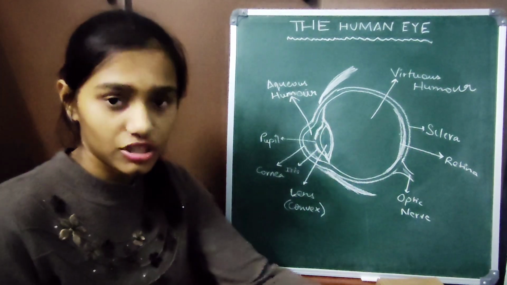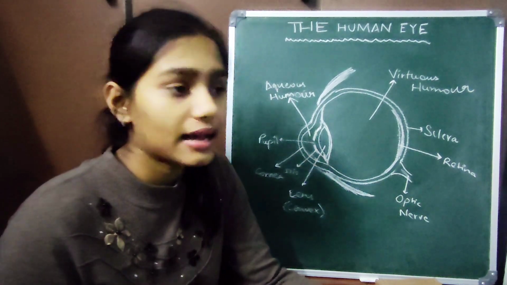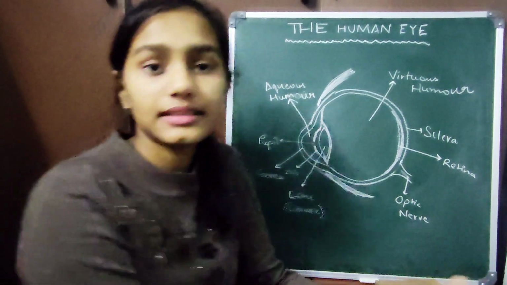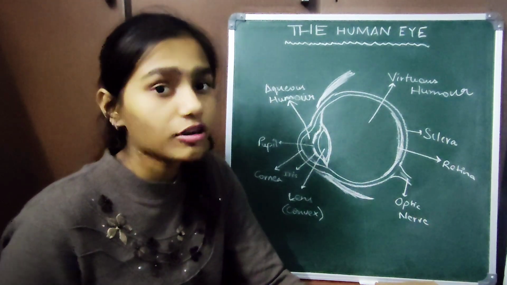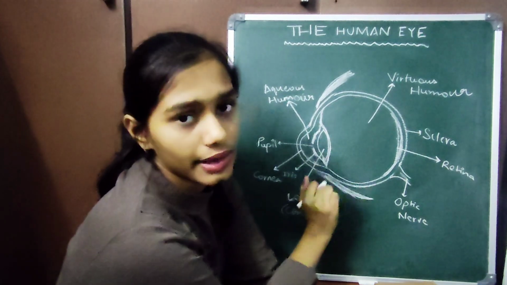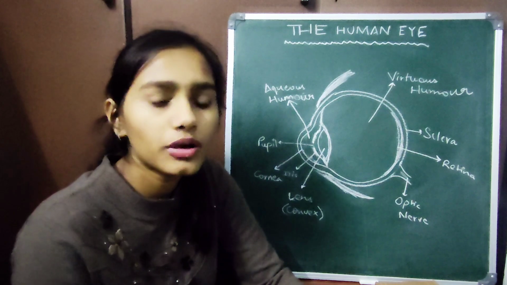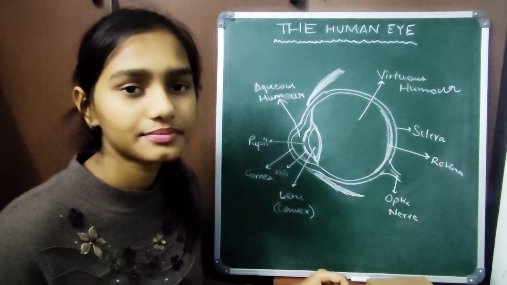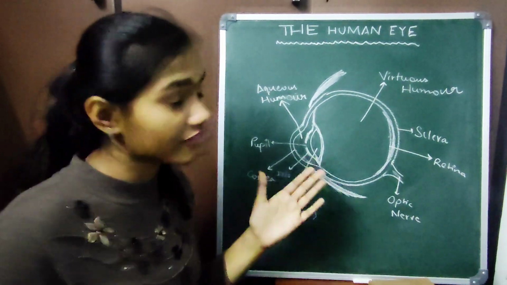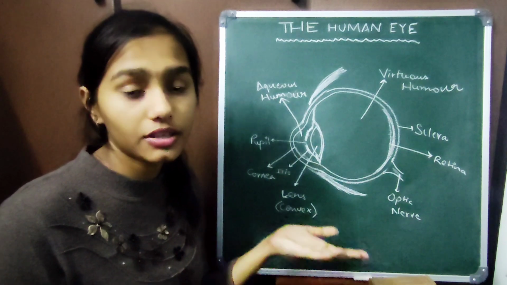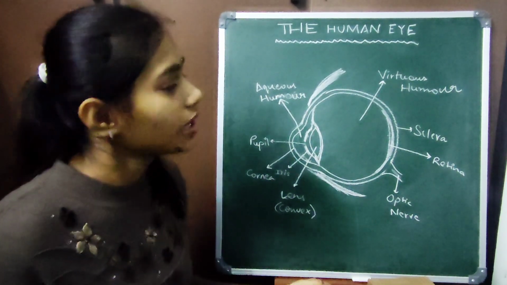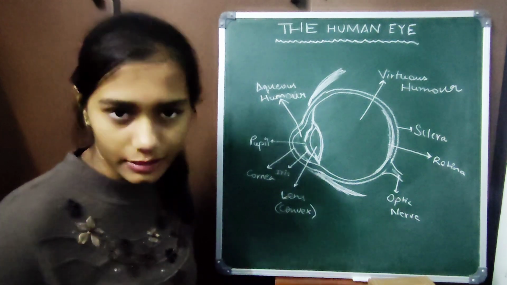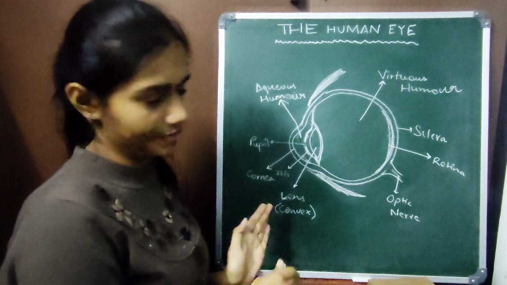So we can imagine our human eye as a camera and therefore we can see the different colorful things around us. A very quick fact: the diameter of the human eye is approximately 2.3 to 2.5 centimeters, and the approximate weight of a human eye is around 7.5 to 8 grams maximum. So that was a quick fact about the human eye. Now let's move on to the different parts.